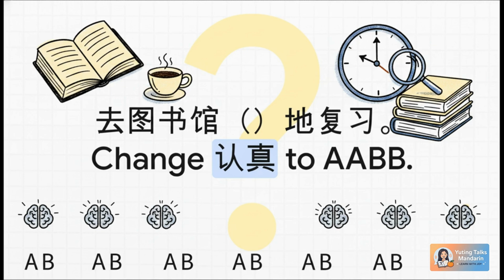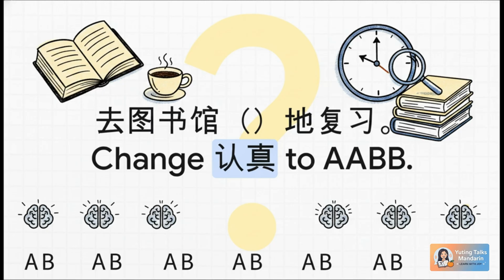Here is your second practice challenge. This sentence is 考试了，他每天都去图书馆. The exam is coming soon. He goes to the library every day too, and then we have our blank, followed by 地复习, meaning to review. This time, you need to fill the blank using the ABB form of 认真, which means earnest, serious, or conscientious.